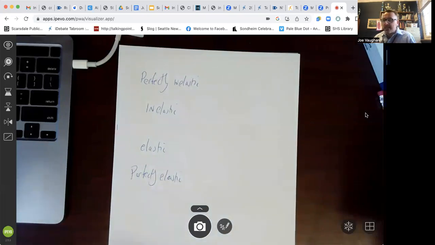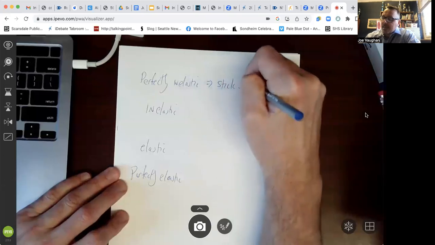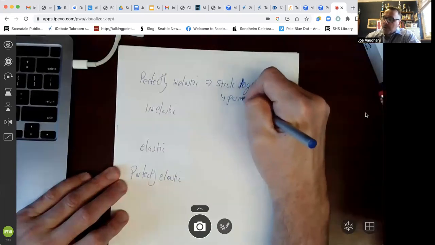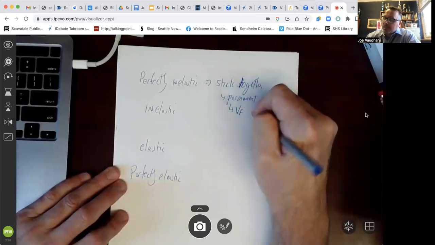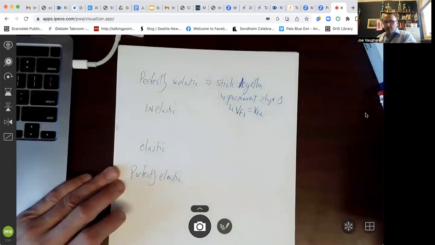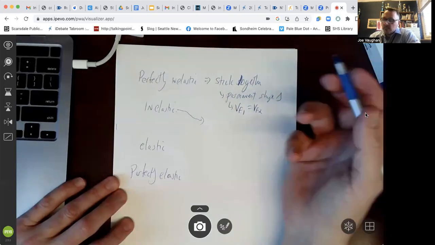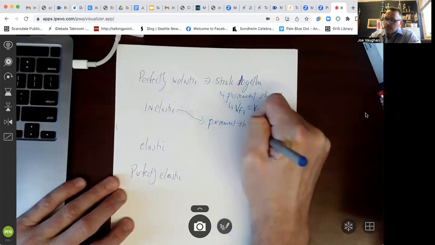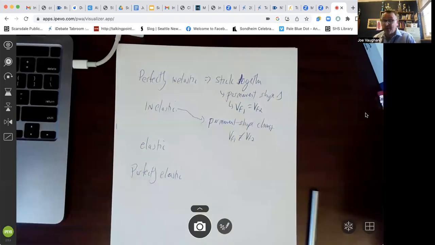So what is the distinction? Well, perfectly inelastic is when the objects stick together, okay? For them to stick together, that means there was permanent shape change, as well as their final velocities being equal to one another. But you can imagine a world in which two cars collide and they dent, right? There's permanent shape change, but they don't stick together. That's actually the majority of inelastic collisions, right?